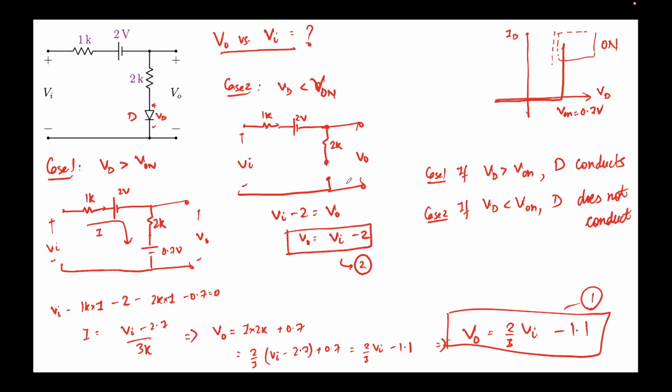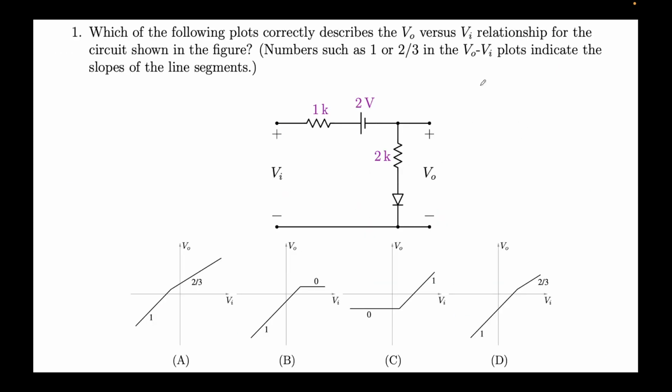Alright, so let me just write these expressions over the next slide. So for case 1 it was V0 equal to 2 by 3 Vi minus 1.1, and for the second case we got V0 equal to Vi minus 2, right? But this is the on condition and this is the off condition, and we also need to figure out when this diode actually turns on.